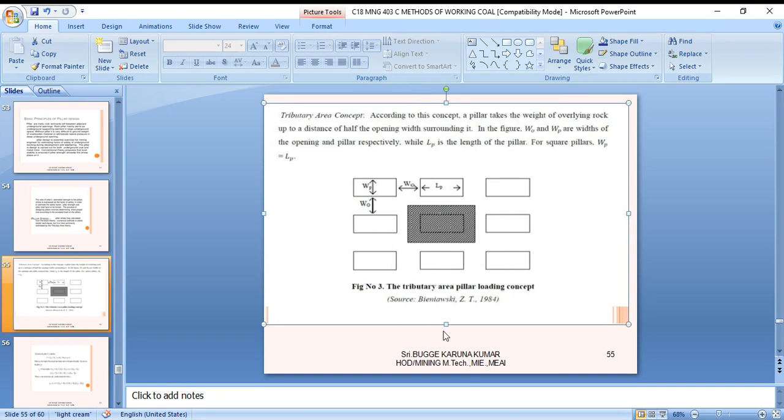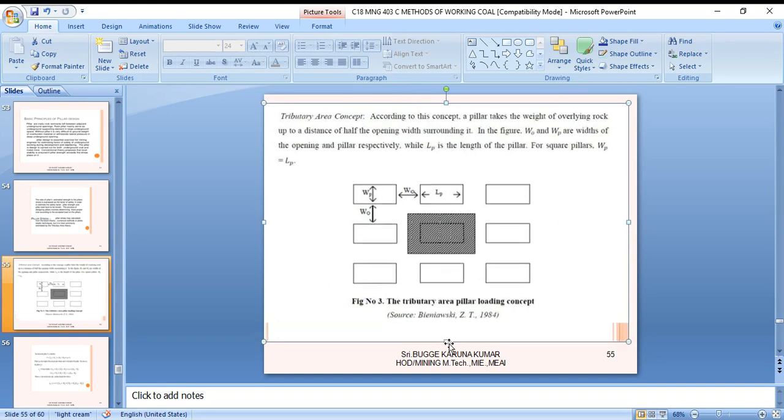So the tributary area concept is the most important concept, which Bieniawski gave as standardized. This is the tributary area concept, according to which the pillar takes the weight of the overlying rock up to the distance of half the opening width on either side. In the figure, Wo and Wp are the widths of the opening and pillar respectively. Lp is the length of the pillar.